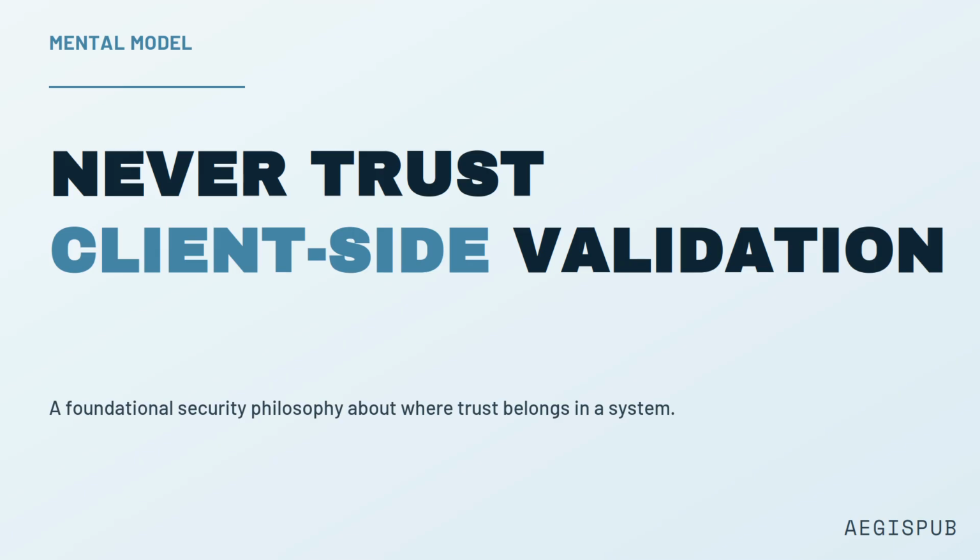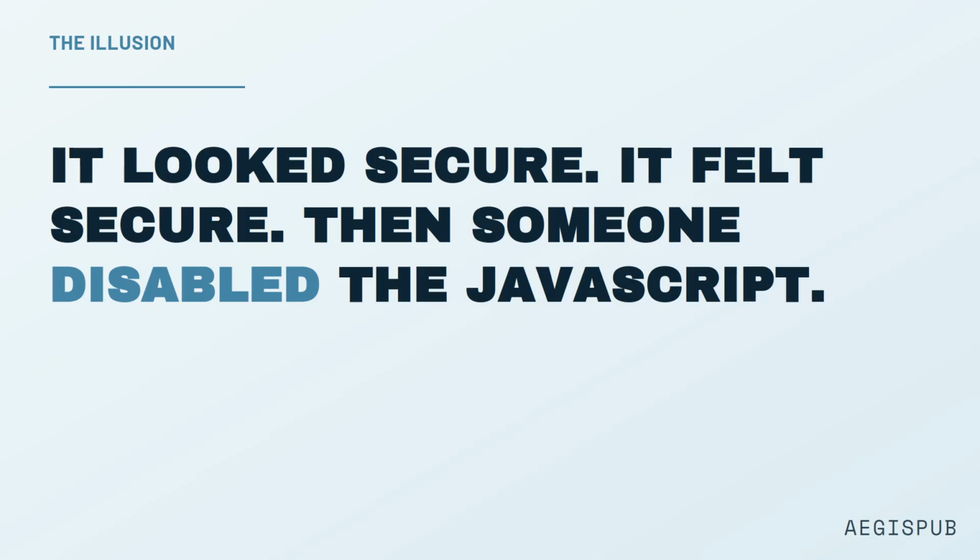The form had validation logic. The JavaScript was well written. The UI refused to let users type negative numbers into a quantity field or submit an empty email address. It looked secure. It felt secure. And then someone opened a browser's developer tools, disabled the JavaScript, and sent whatever they wanted directly to the server. That moment is the lesson this session is about.